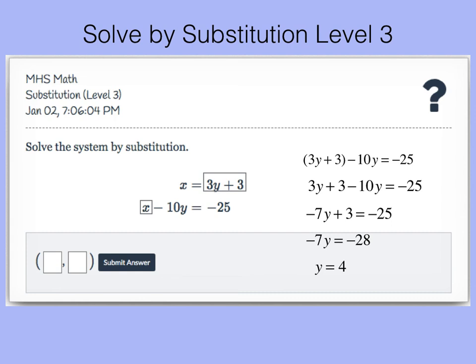So that is the y coordinate of our solution. Now what we do is we take that y value and we substitute it into one of the two equations to solve for x. And you want to ask yourself the question, which equation looks like it would be the most efficient to use? Well, of course, that would be the top equation, right? And we'll write x equals 3 times 4 plus 3. Use order of operations. 12 plus 3 is 15. That is the x coordinate of my solution.